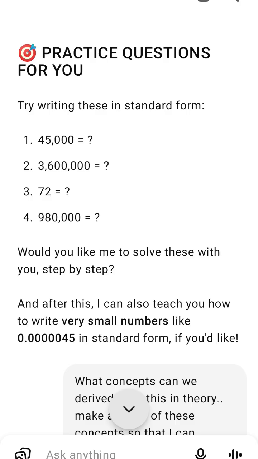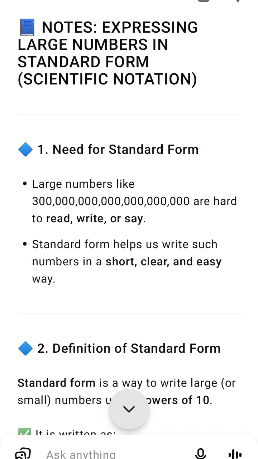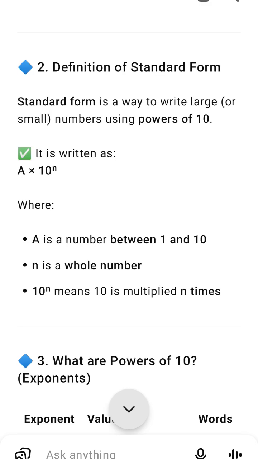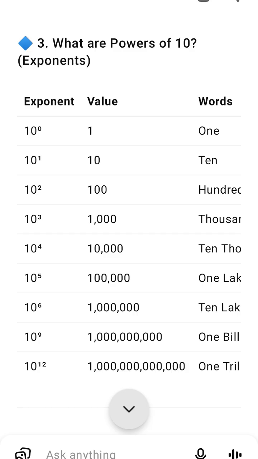7. Why use standard form? Advantages. Saves space and time. Helps in scientific work, astronomy, chemistry, physics. Makes calculation easier using exponent rules. Useful for comparing large numbers.